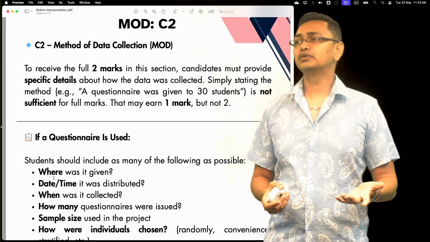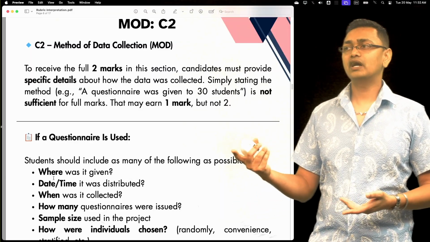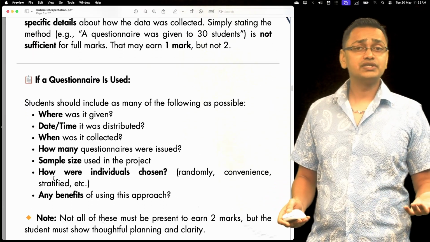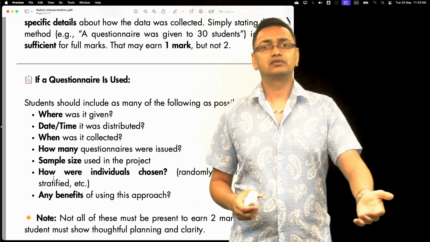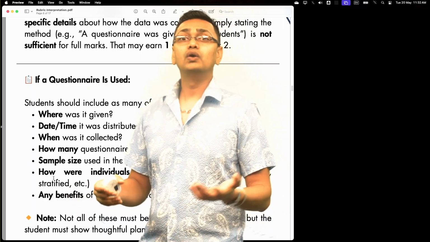Let's say, for example, a questionnaire was given to 30 students. It's not sufficient to gain marks, as we have on the screen. You probably get 1 mark for that. But if you have a questionnaire, give us some details. Put when was the questionnaire given? Who were the recipients of the questionnaire? How long did it take?